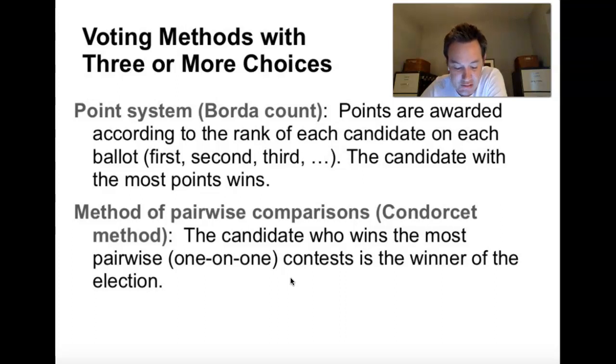Okay, we have a point system, sometimes called the Borda count, and points are awarded according to the rank of each candidate on each ballot. So first, second, third, and the candidate with the most points wins. So you would get a ranking of the candidates. The electorate, us, doing the voting, instead of just putting a check mark by somebody's name, we rank our first choice, our second choice, and our third choice. The first choice gets the most points, the second choice gets the second most points, the third choice only gets 1 point if there are only 3 candidates. And then we total up everybody's points, and whoever has the most points wins.